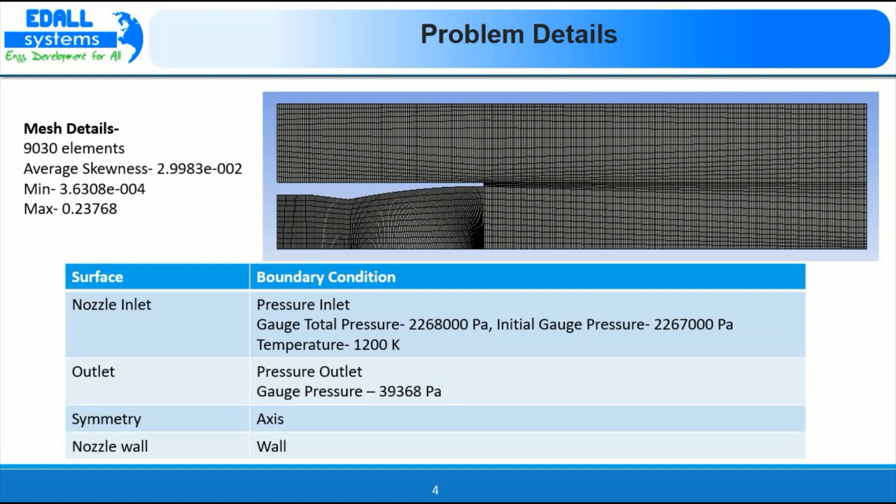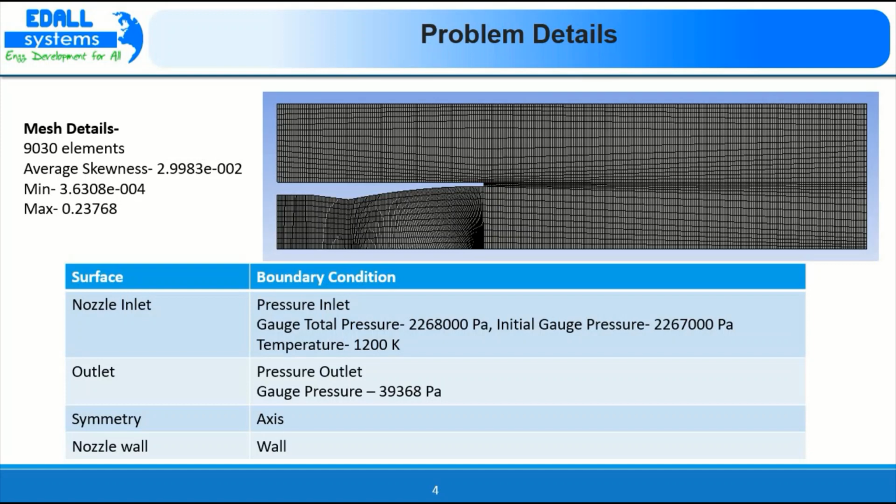At these high pressures, the exhaust gases created inside the combustion chamber will be entering through the nozzle inlet and will be allowed to expand throughout the body. At the outlet we are using the pressure outlet condition, where we specify the gauge pressure. Then the symmetry line will be used as an axis, so that we'll be able to visualize the whole nozzle flow when we do the post processing.